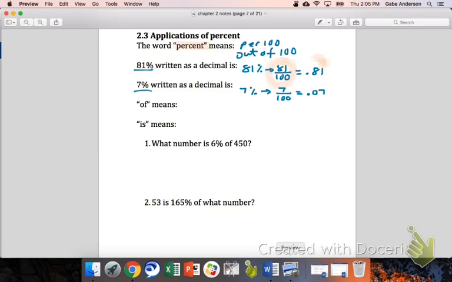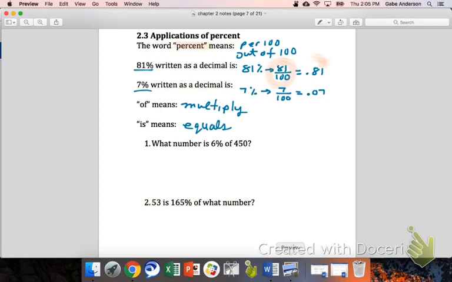A couple of other things here before we do some examples together. The word of often means multiply. And the word is very often means equals. And so we're going to use these translations to help us go from a pretty simple sentence into a mathematical equation that we can solve. So, as before with any of these videos, if you think you can solve these by yourself, feel free to pause the video and then try them and watch the video and see how you did.